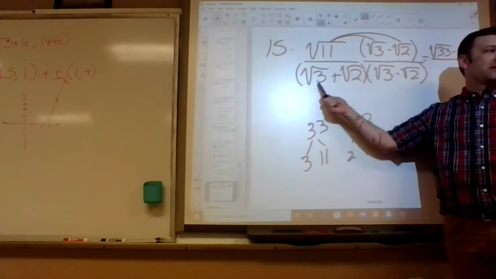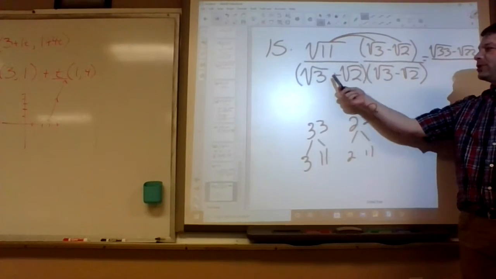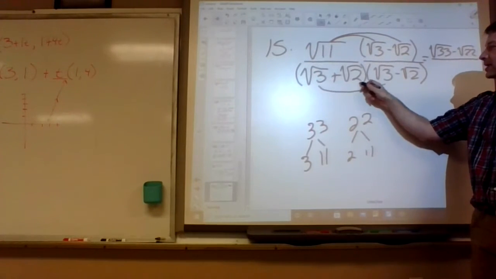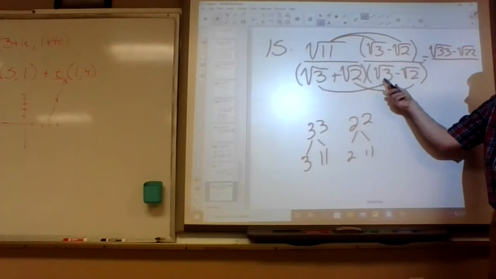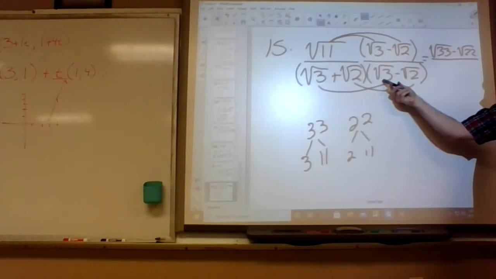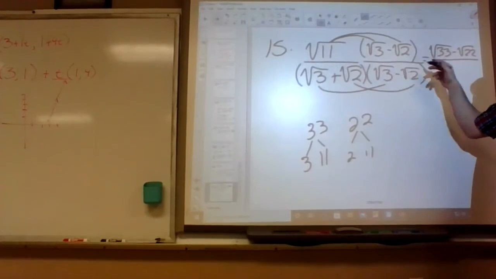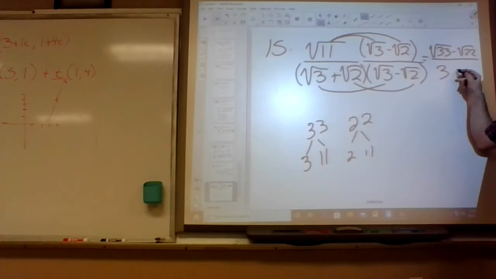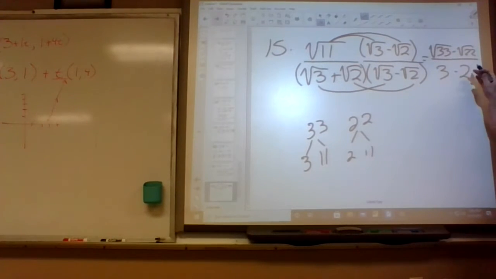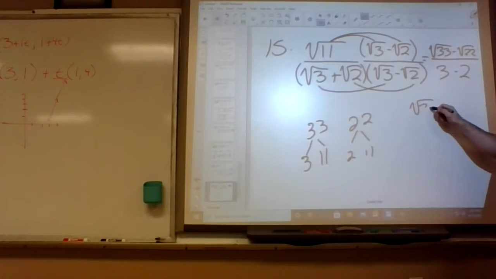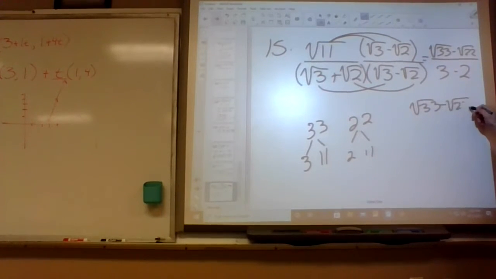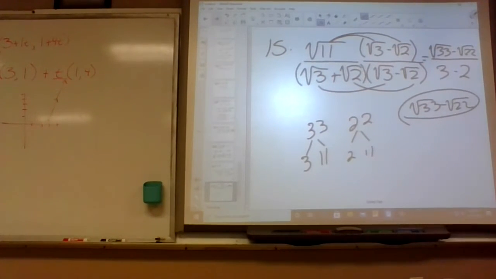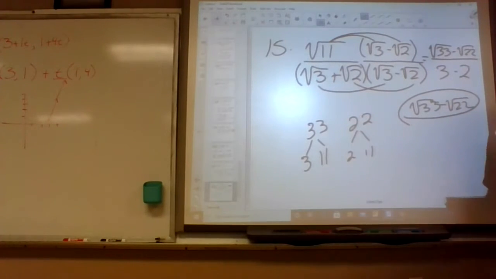Mr. Jordan is correct. So I'm FOILing, but I'm not really FOILing. I'm only doing first and last. Okay, what's square root of 3 times square root of 3? 3. What's square root of 2 times negative square root of 2? Minus 2. What's 3 minus 2? 1. So we can get rid of the bottom again and just put the top.